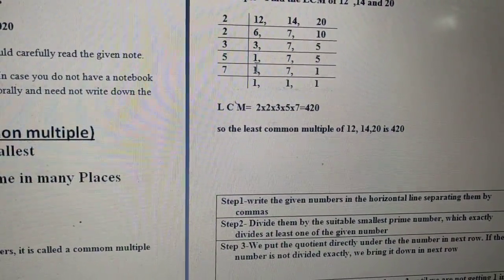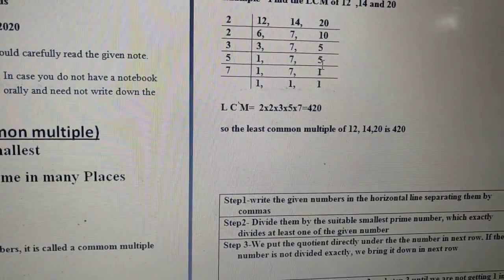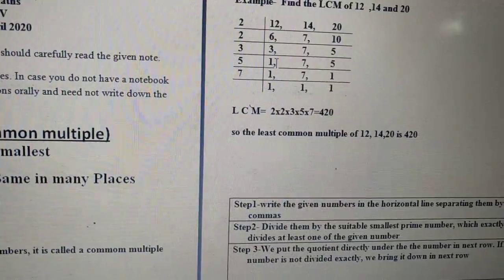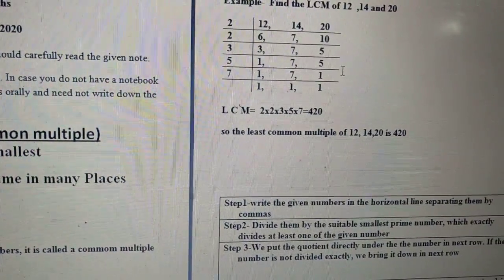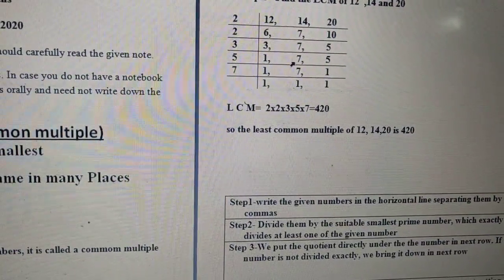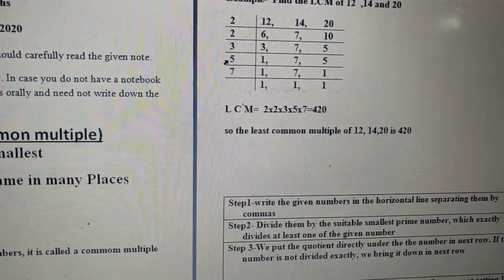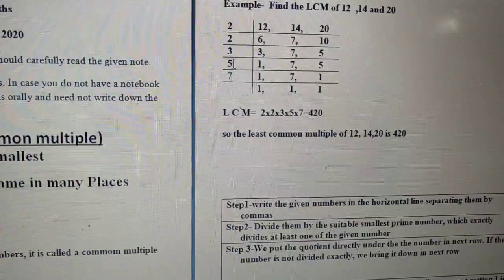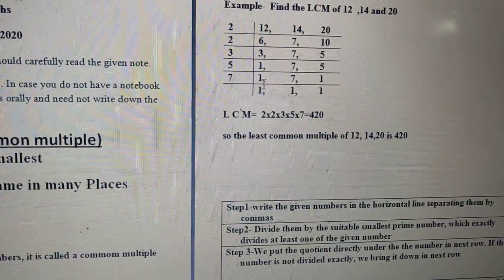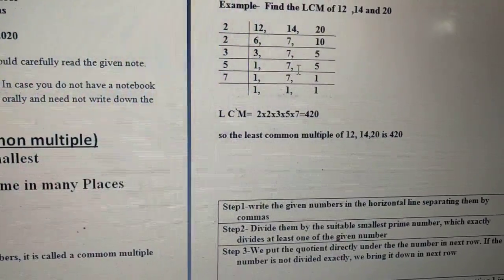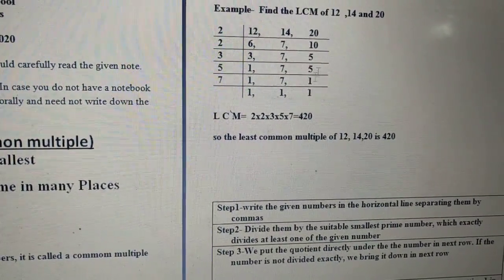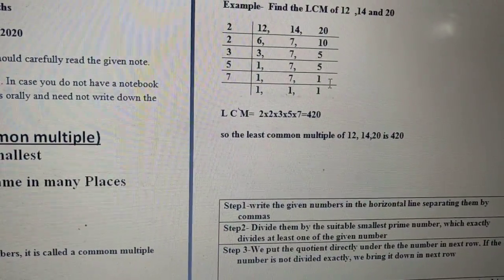Now we have three numbers, 1, 7 and 5. Because none of 1, 7 and 5 can be divided by 3, after 3 the next prime number is 5. So we can divide 5 by 5. So in the fourth row I have written 5 in front of all these numbers. 1 will be as it is in the next line. 7 we can't divide by 5, so 7 will be as it is in the next line. 5 divided by 5, so the answer is 1.